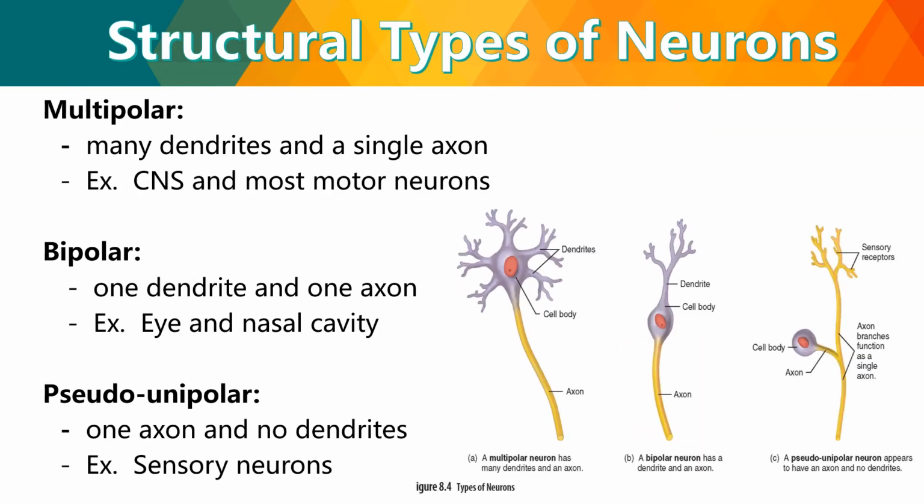There are different structural types of your neurons. First, you have your multipolar neuron, which has many dendrites and a single axon. Most of them are found in your central nervous system and most of your motor neurons. Next, you have your bipolar neuron, which has one dendrite and one axon, and they are found in your eye and nasal cavity. Lastly, you have your pseudo-unipolar neuron, which has one axon and they don't have any dendrites, and most of them are actually sensory neurons.